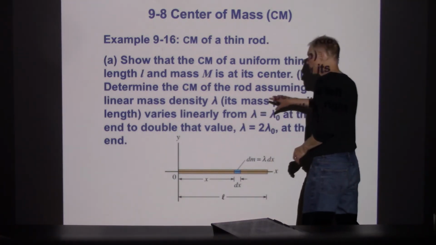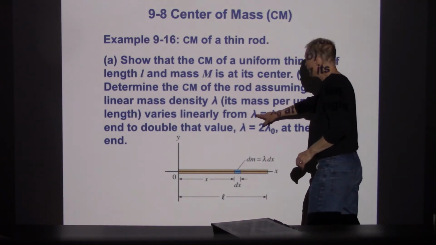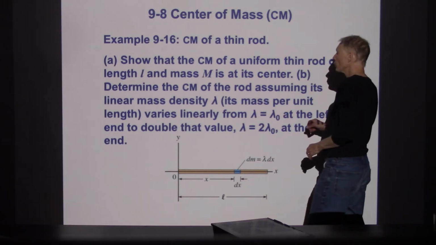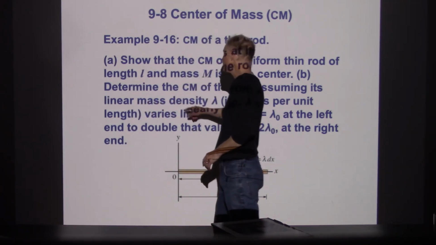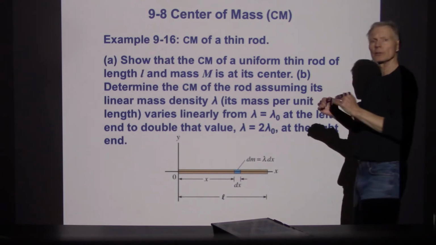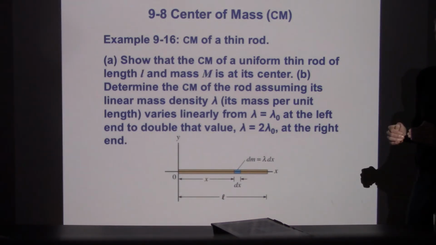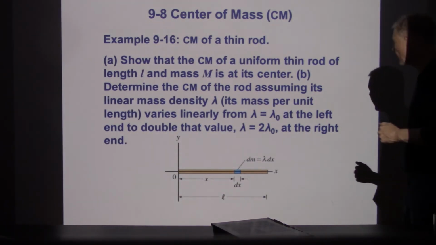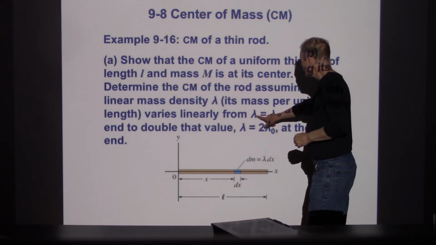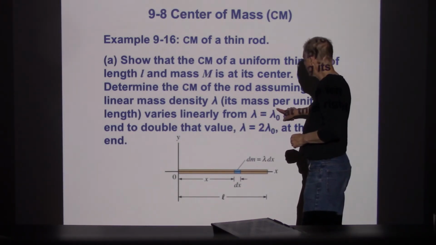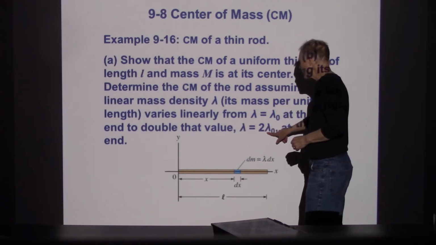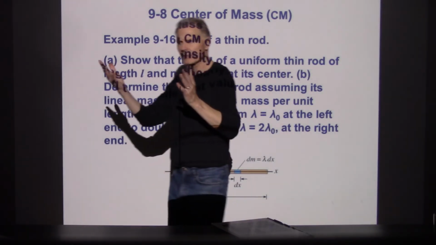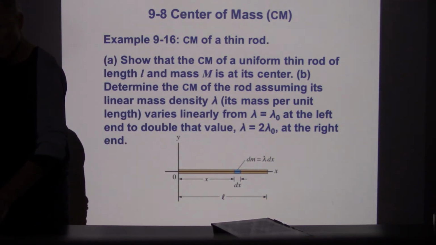Well, it depends on how the density varies. What they're telling us in part B is that this density, they're using lambda to represent something called the linear mass density. That is, how much mass per length do we have? And we'll see how we handle that mathematically. At the left end, I've got a certain density of lambda naught. At the right side, the density has doubled, and the density increases steadily from left to right.